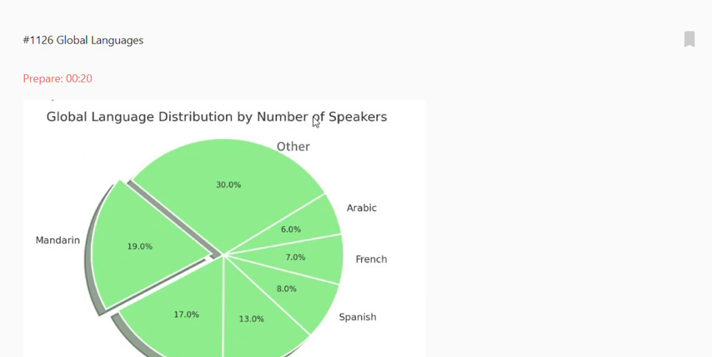Global language distribution by number of speakers. Highest is Mandarin, second highest is English, then Hindi, 30%. Okay.